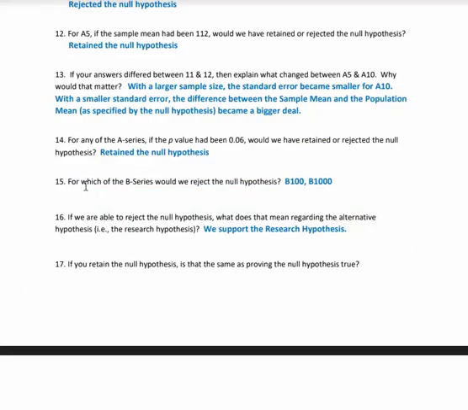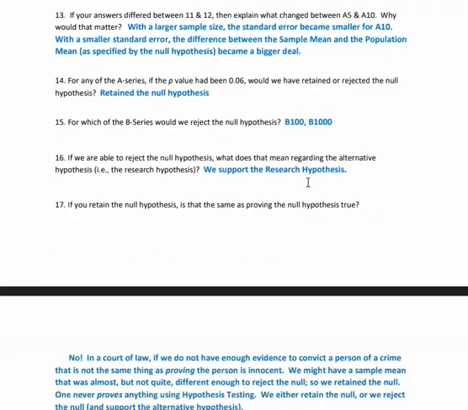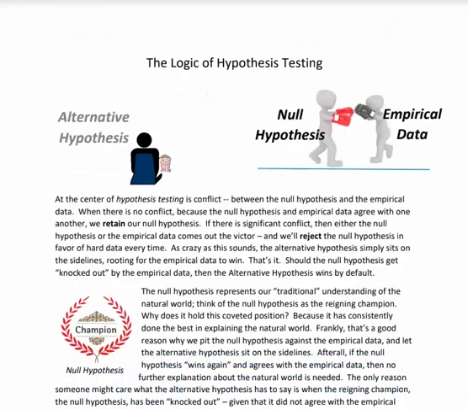So coming back to it, from which of the B series would we reject the null hypothesis? For B100 and B1000. Number 16, if we're able to reject the null hypothesis, what does that mean regarding the alternative hypothesis? Well, if you reject the null, then you support the alternative hypothesis. In terms of our logic of hypothesis testing, we're basically seeing the duking out between the null hypothesis and the empirical data. Alternative hypothesis is kicking back over here on the side just watching the fight. If the null hypothesis gets taken out, then we're left with the alternative hypothesis, which is then supported.